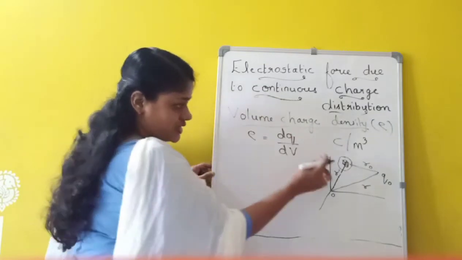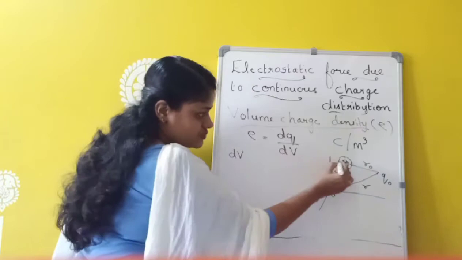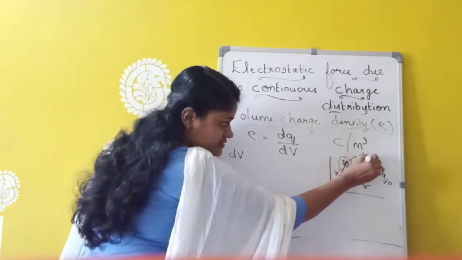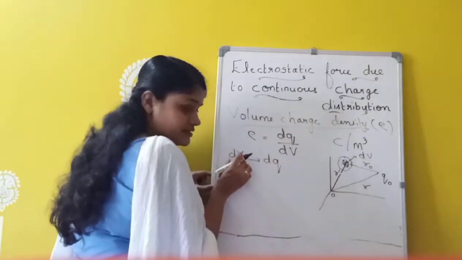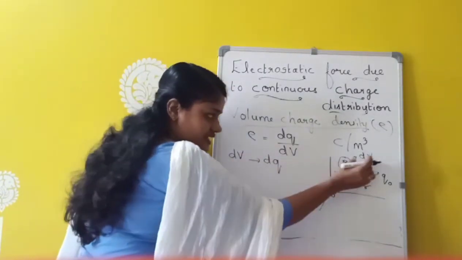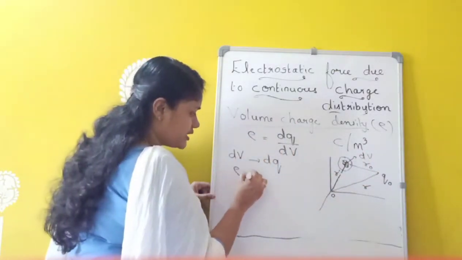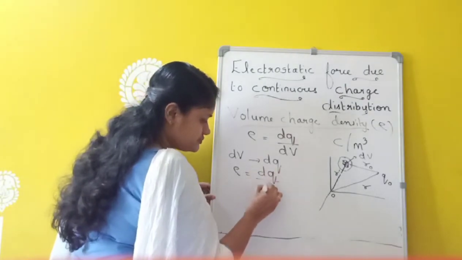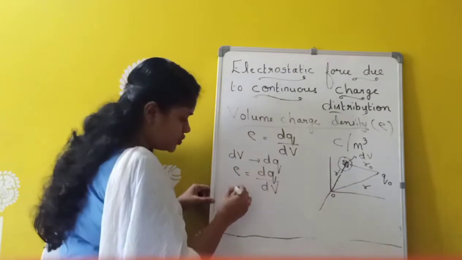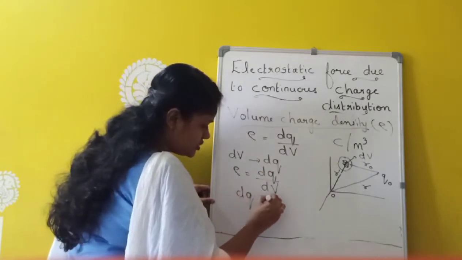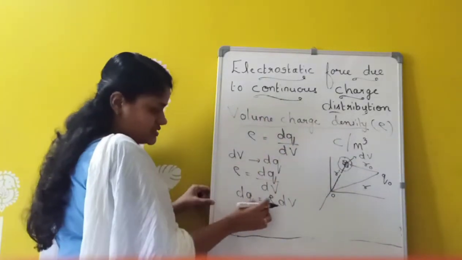First of all, I have taken a small volume here, so take it as dV. dV is the small volume, and suppose this small volume dV has a charge dq. Then we can write, according to this formula, rho equals dq by dV. Cross multiplying, we need to find dq. So dq equals rho into dV. This is the charge of the small volume.